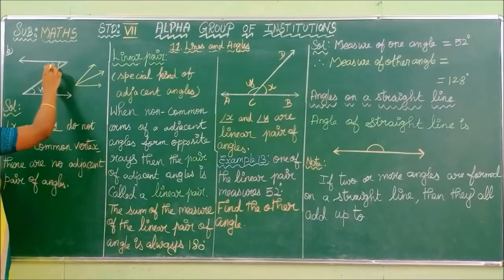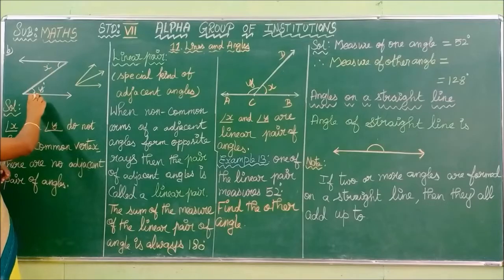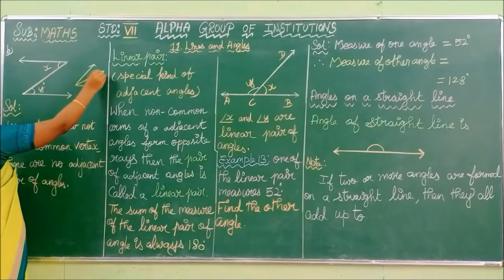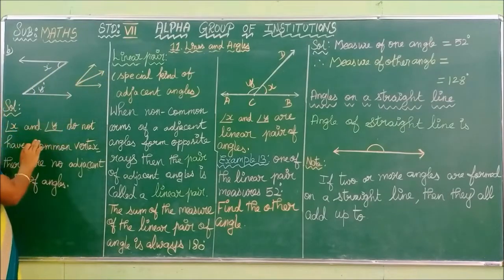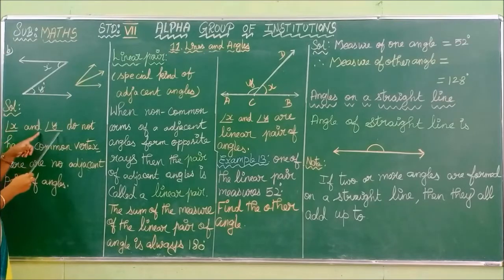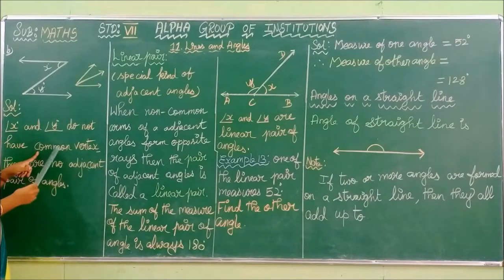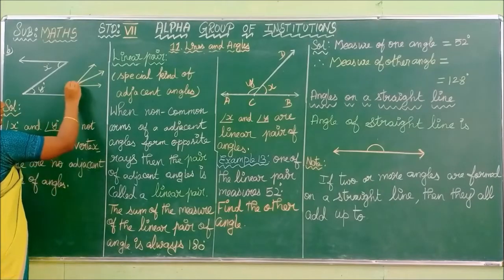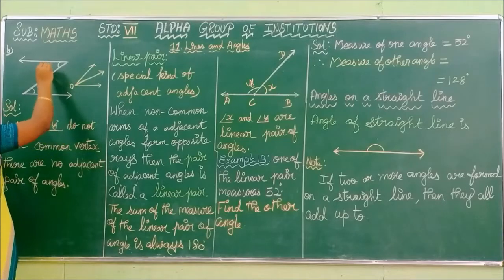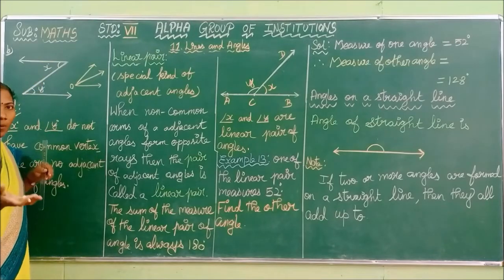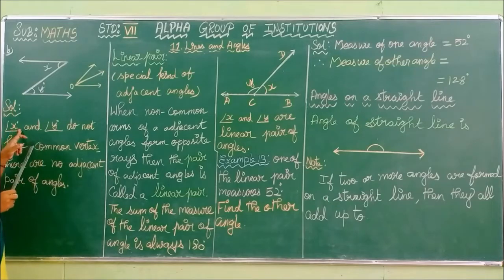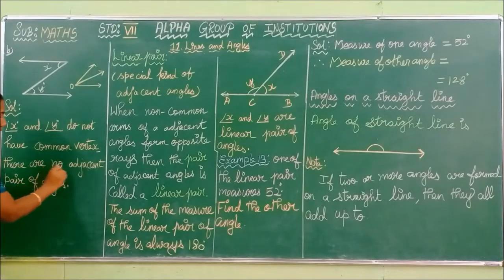But here, these are the two angles X and Y, but they don't have a common arm like this. So we have to write angle X and angle Y do not have a common vertex. This is the common vertex. Like that, angles X and Y don't have any common vertex. So we have to write angle X and angle Y do not have a common vertex. Therefore there are no adjacent pair of angles in this diagram.